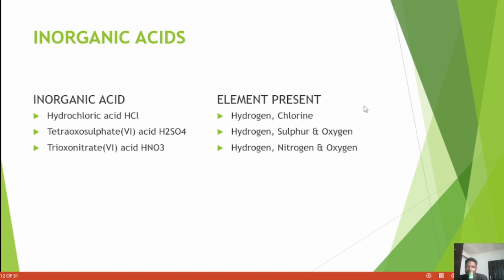Then we go to inorganic acids. Inorganic acids are basically acids that are formed from mineral elements. So when they don't have an organic basis, the implication is that it's an inorganic acid. Examples: hydrochloric acid, HCl, elements present hydrogen and chlorine; tetraoxosulfate 6 acid, H2SO4, hydrogen, sulfur, and oxygen; trioxonitrate 5, and the rest of them. Basically, these are referred to as your inorganic acids.